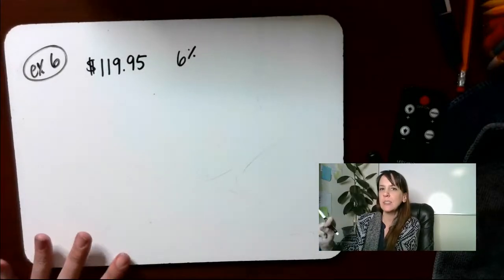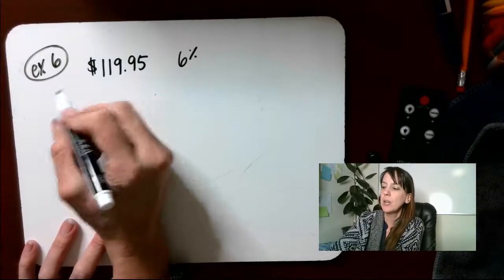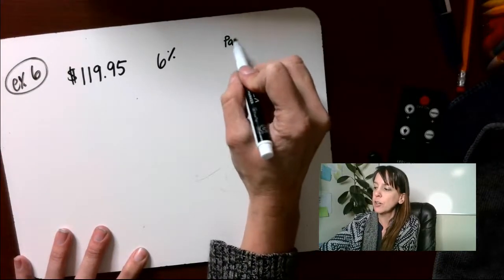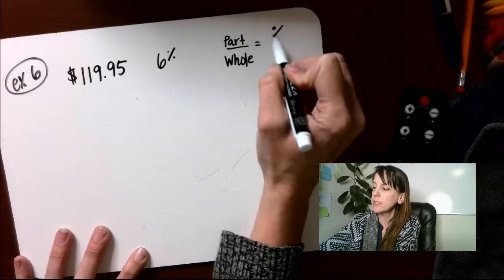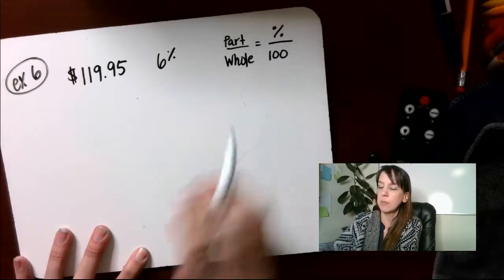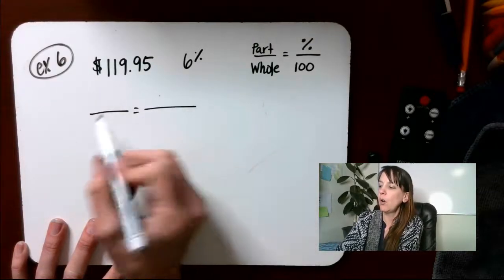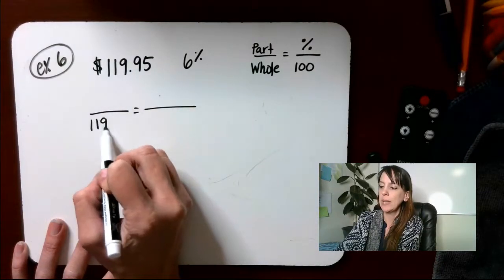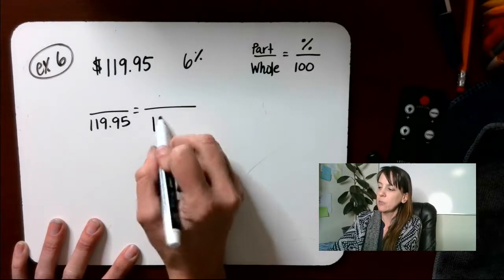So guys, I think the easiest way to do this is when we're dealing with percent problems, and 6 is a percent, we're going to do, make sure to note this in your notes, part over whole equals percent over 100. So the whole cost of the bicycle is 119.95. That's the whole cost. This 100 is always there.